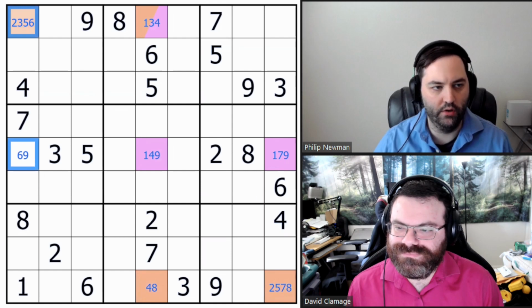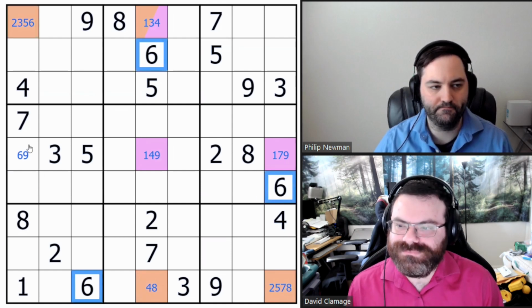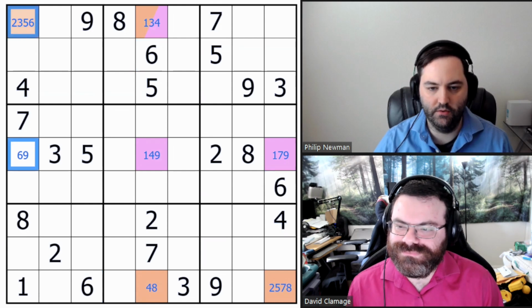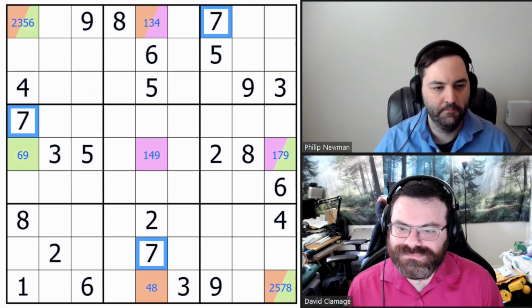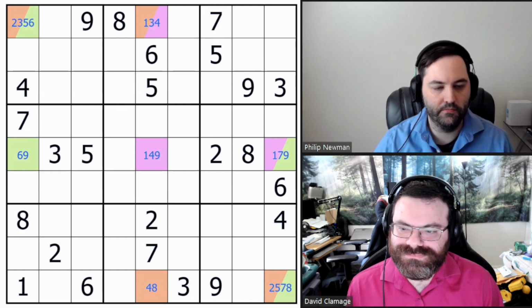In column 1, the 6 has to appear in these cells. I'll do those. Same over here for 7. 7 is there.